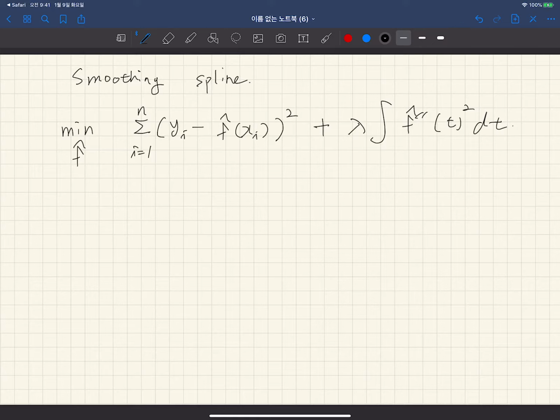Here f hat can be anything that can define a second derivative for the whole range. So f is any function that has a second derivative function.